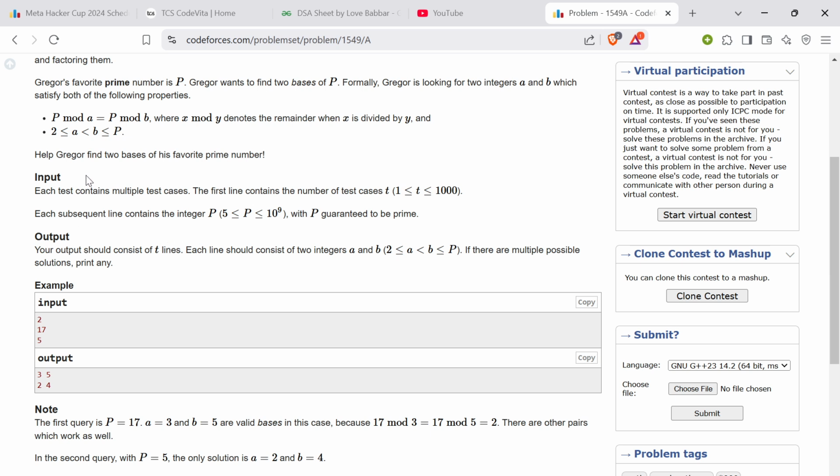Okay. Each test contains multiple test cases. The first line contains t, the number of test cases, up to 1000. Each subsequent line contains the integer p. P will be a value greater than or equal to 5 and less than or equal to 10 power 9, with p guaranteed to be prime. Your output should consist of t lines. Each line should consist of two integers A and B. A and B should be greater than or equal to 2 and less than or equal to P. If there are multiple possible solutions, print any.